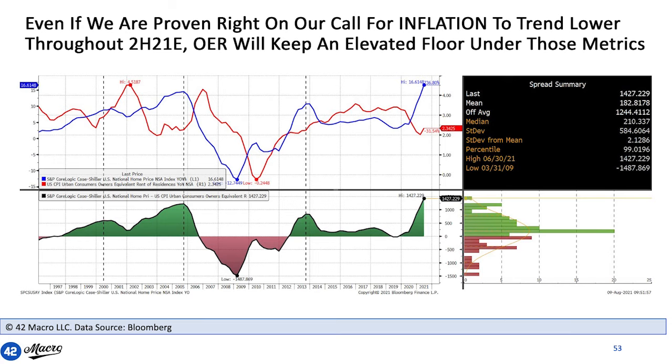Anyway, whenever you see a cyclical peak in this spread, it's always been at the precipice of a meaningful and material adjustment higher in owner's equivalent rent. And obviously, it's fundamental. One, you have prices spilling over into rents. That's obvious. It's the most direct linkage. But two, I think what happens is you price people out of the home purchase market and force them into the rental market.